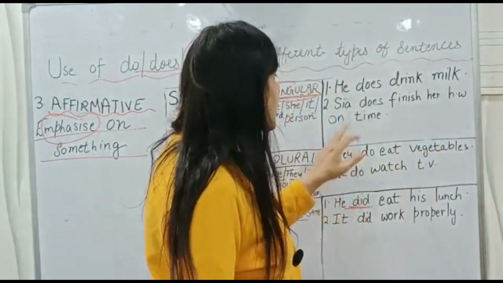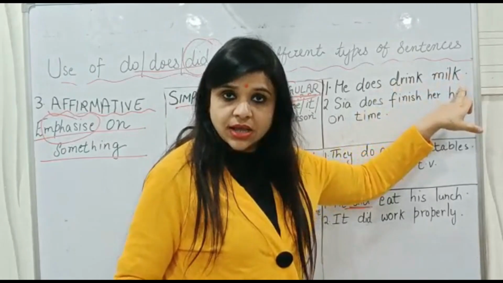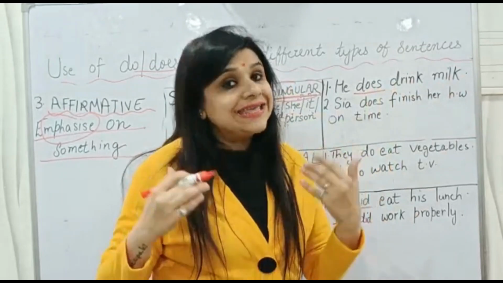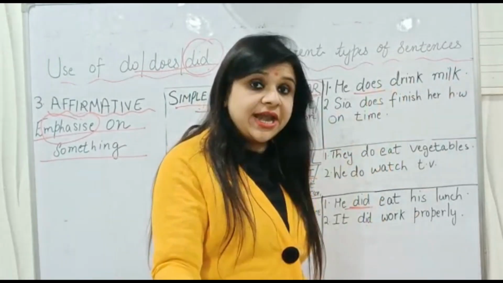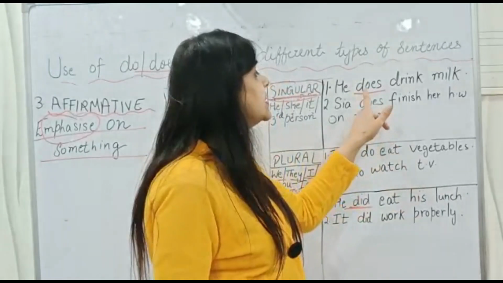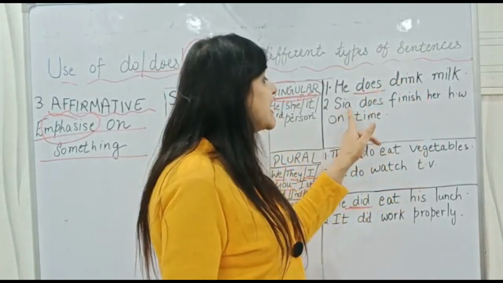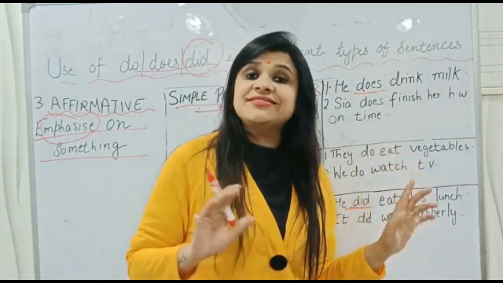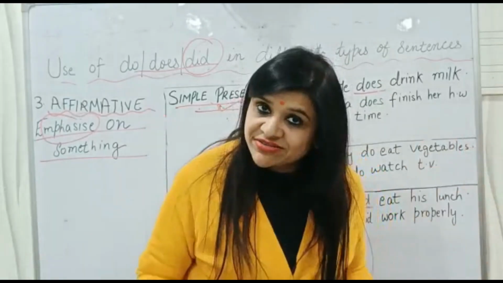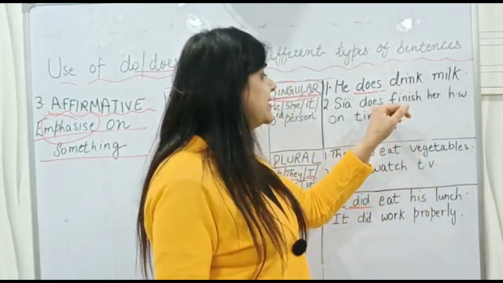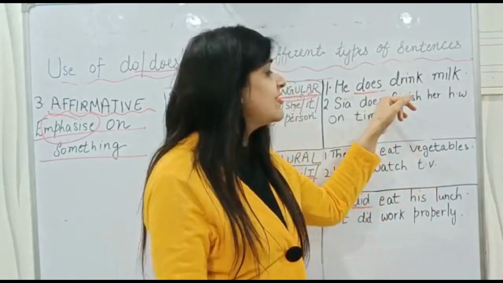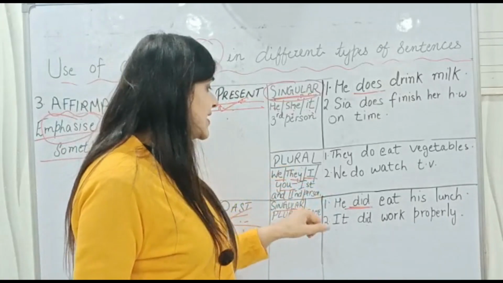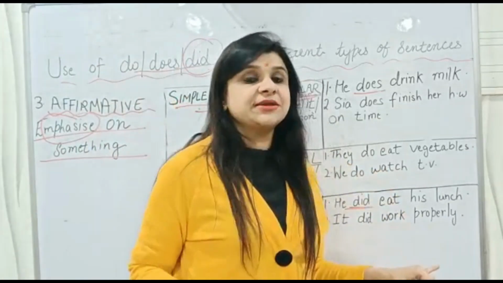Again, he, she, it. He does drink milk. Now I'm using does over here to emphasize that yes, he drinks milk every day or he likes to drink milk. He does drink milk. Sia does finish her homework on time. So I'm trying to say here that Sia is not a defaulter. She finishes her work on time, but when I use the verb does, then it puts more emphasis on the sentence. Now with plural, I, we, you, they do eat vegetables.